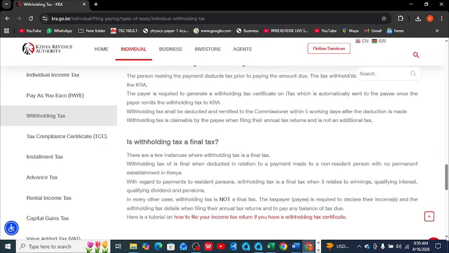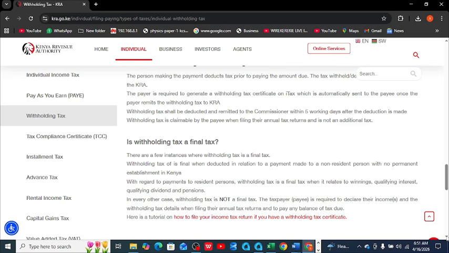There is another question which arises, and I have answered it. Is withholding tax a final tax? It is not technically a final tax, most probably for a resident individual, but there are some cases where this income can be a final tax. With regard to payment to a resident person, winnings, qualifying dividend and interest, and pension are not subject to further tax.